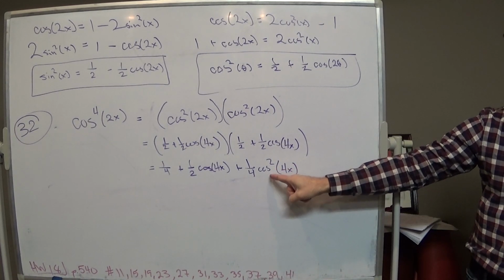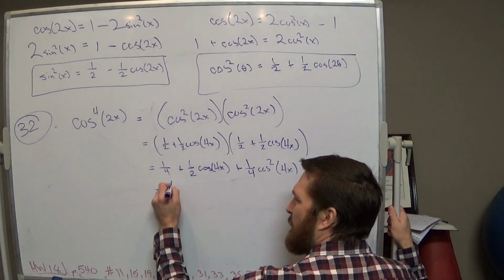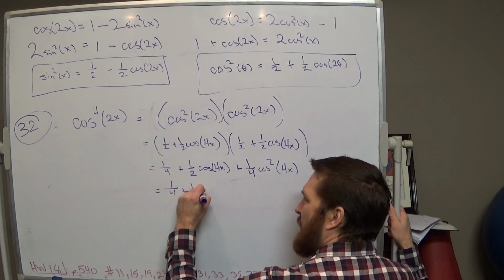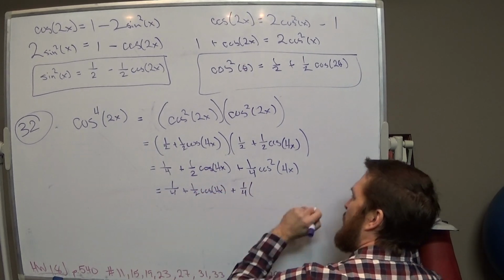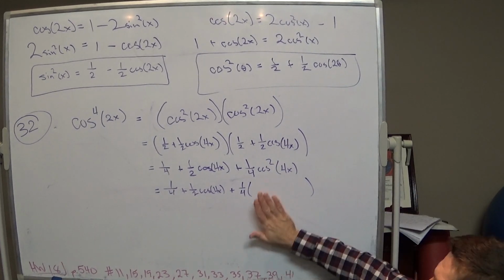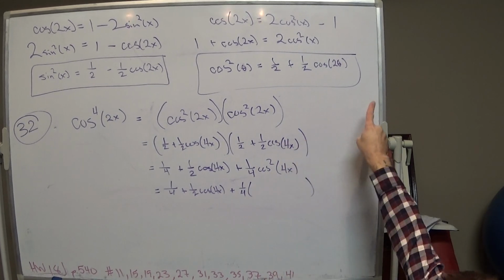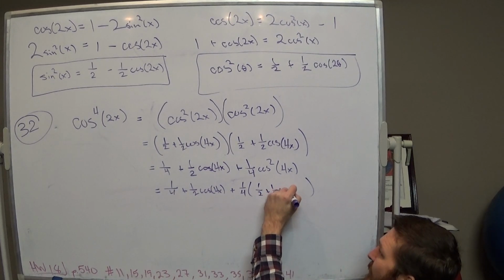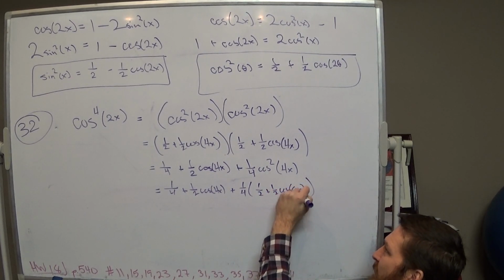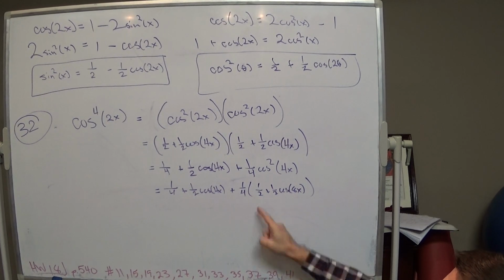because this is not a first power cosine. I'm going to do this the long way and write everybody out. A quarter, half cosine 4x plus a quarter, big parentheses, because that's a quarter times something. That something is 1/2 plus 1/2 cosine of 8x. Again, you're reducing the power, so you have to up the input by a factor of 2.